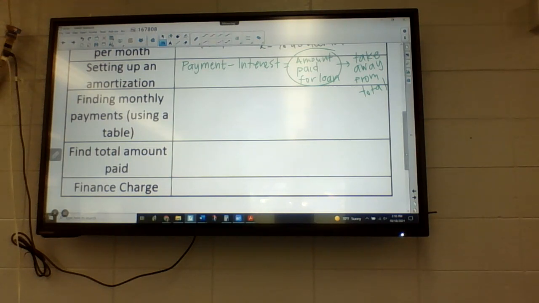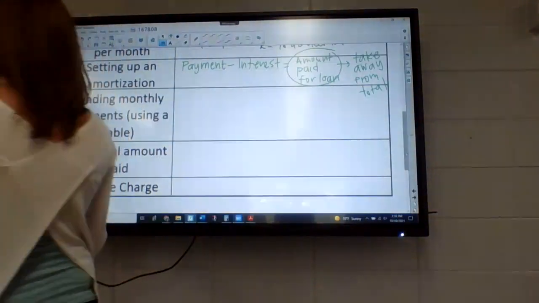Find the total amount paid. Again, this is your monthly payment times however many payments you're going to make.